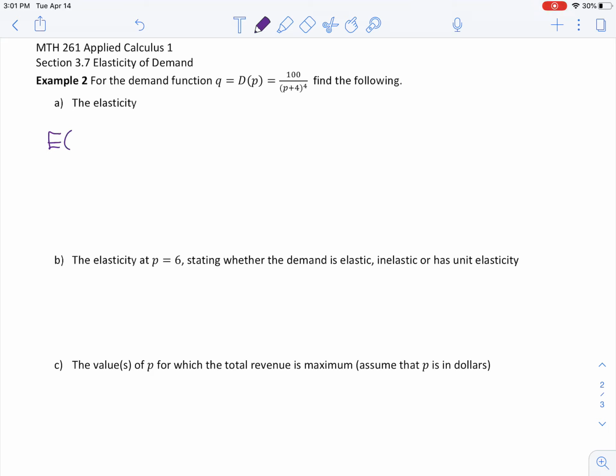The first is the elasticity. Well, the function is going to be E of x, but it looks like the input variable is p, so let me say E of p. E of p is equal to, just replacing my x's with p's, negative p times D prime of p, and we're going to divide that by the original demand function.